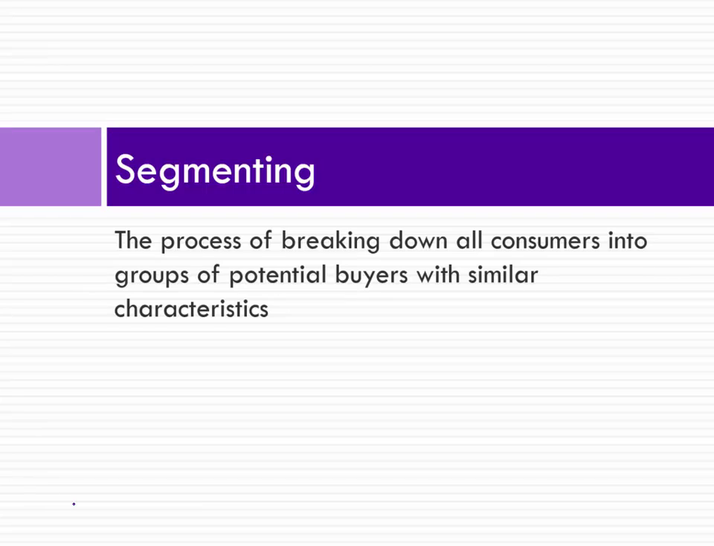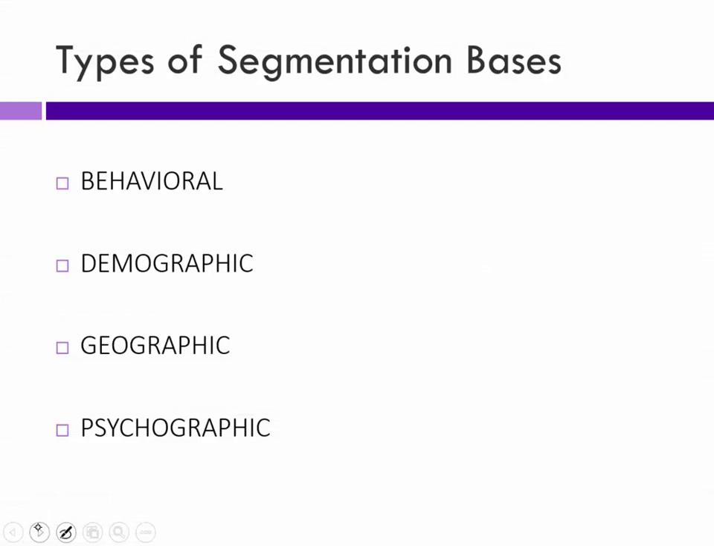So let's talk about segmenting first. And again, this is just the process of breaking down all the groups into smaller groups that have similar characteristics. So there's four main ways to segment the market. There's actually a whole lot of ways, but we'll focus on these. Behavioral could be the benefits that they seek from the product or how they use the product. We'll go into each of these in a little bit more detail.